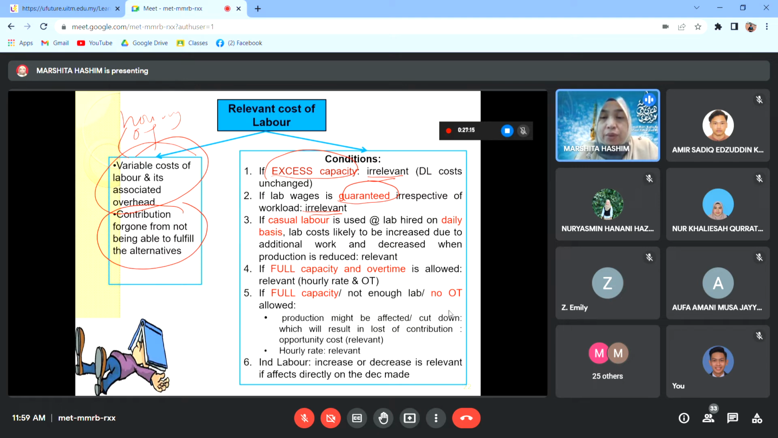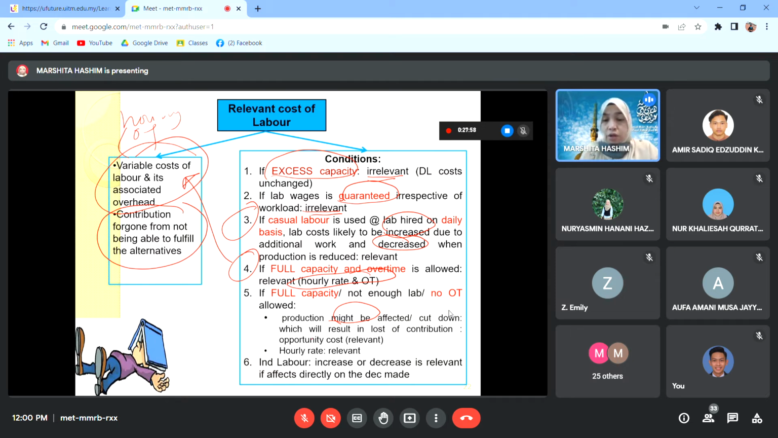Number 3, if casual labor is used or labor is hired on a daily basis, labor cost is likely to increase due to additional work and decrease when production is reduced. So in this case, labor cost is relevant. Number 4, if you are at full capacity and overtime is allowed, both the hourly rate and overtime are relevant. And then number 5, if you are at full capacity, that means you do not have enough labor, but overtime is not allowed, production might be affected or cut down, which will result in loss of contribution.